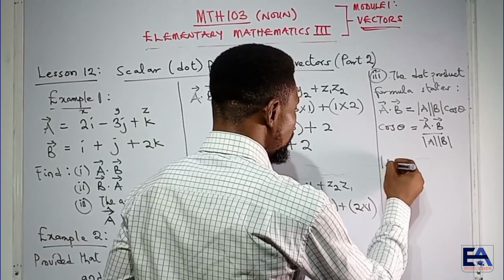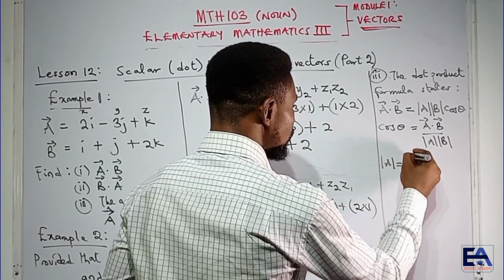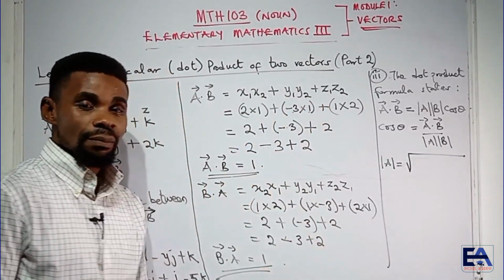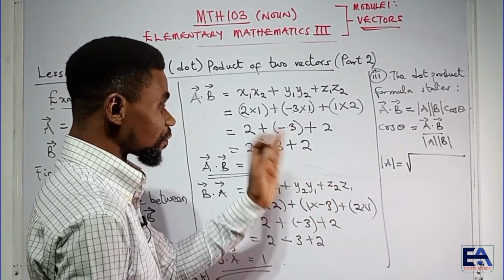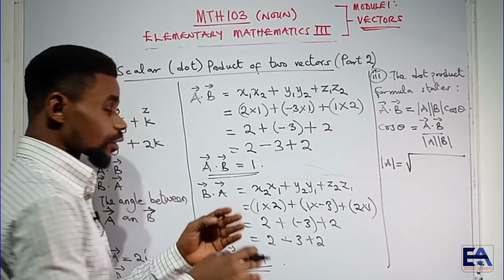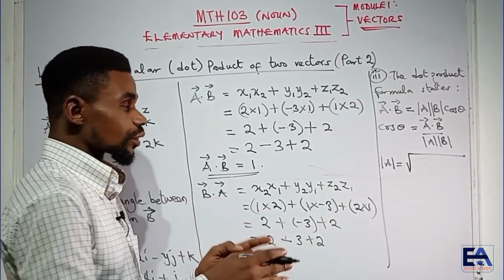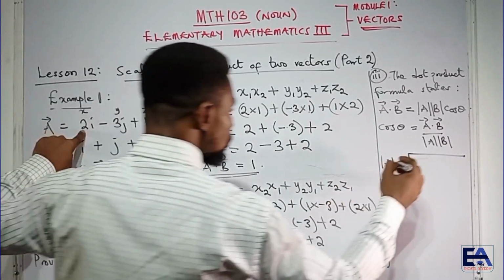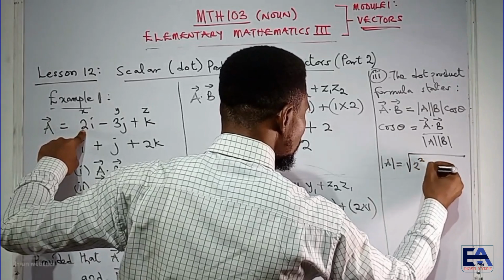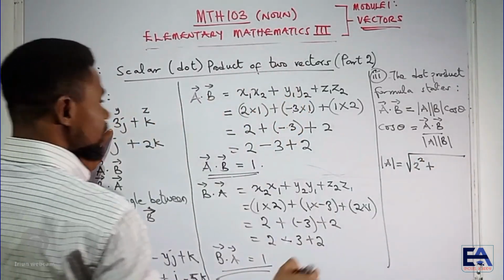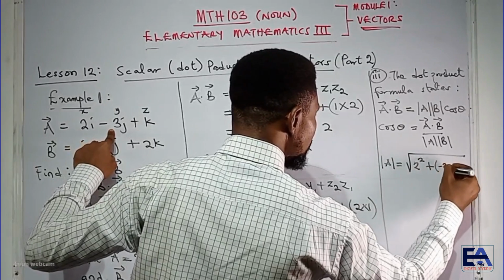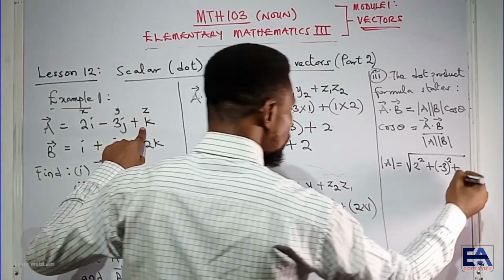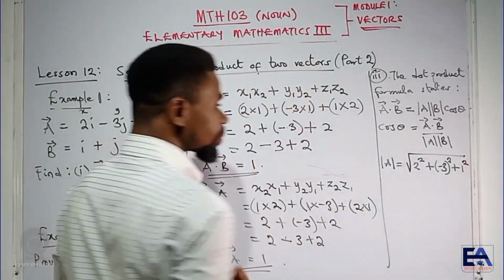The magnitude of vector A is going to be the square root. We've done this before, right? We know about this. So the magnitude of vector A is going to be the square root of the sum of the squares of the components of vector A. So what are the components of vector A? The x component is 2, so we say 2 squared, plus the y component is minus 3, we say minus 3 squared, plus the z component is 1, say 1 squared.